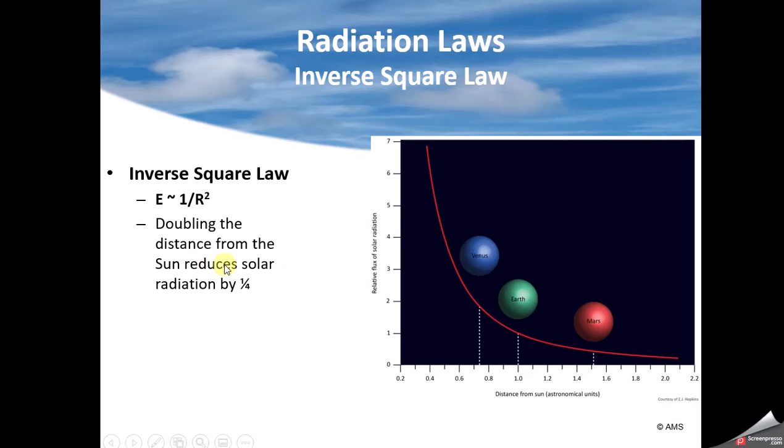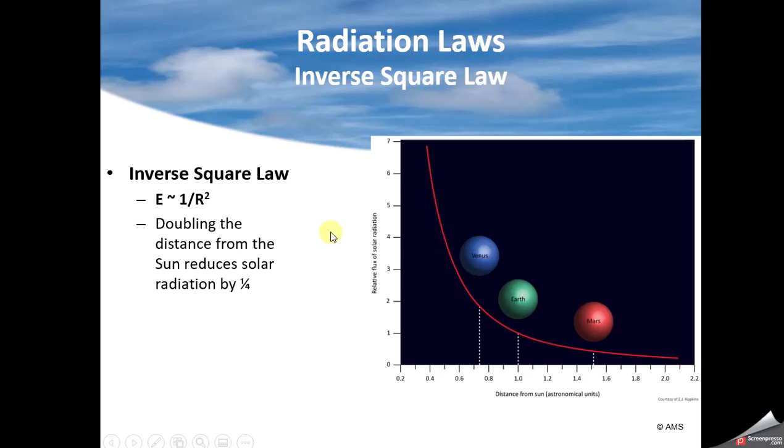Doubling the distance from the sun reduces the solar radiation by 1/4. So we consider Earth to be 1. So energy is 1 divided by 1 squared at Earth. So if you go out to 2 radii away, just substitute 2 in here. Basically, you're always going to be multiplying by 2 times 1. So you wind up with that squared.